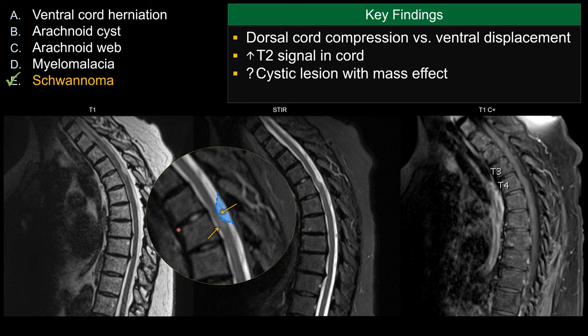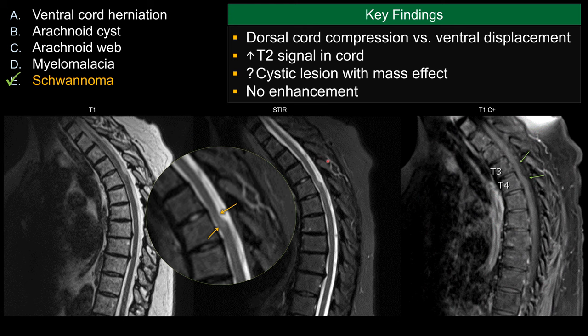Now it looks as if there is a cystic lesion posteriorly causing the compression of the spinal cord with an imperceptible border. So you do want to give contrast to make sure that there's not a lesion. And after contrast, you see there's no enhancement. Therefore, this is not schwannoma.